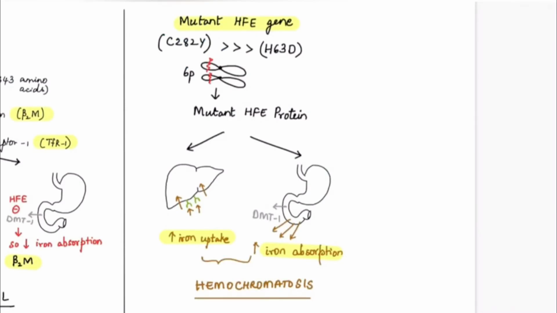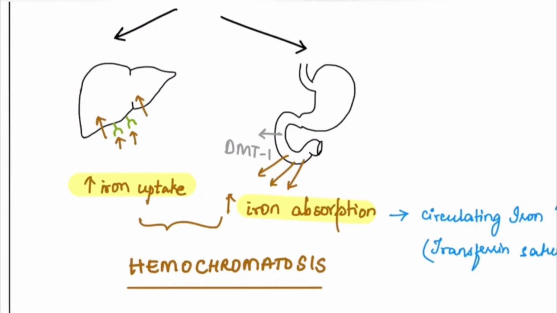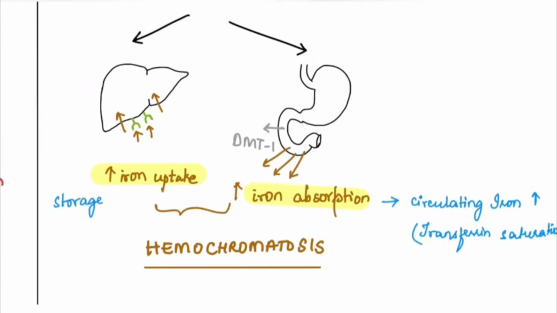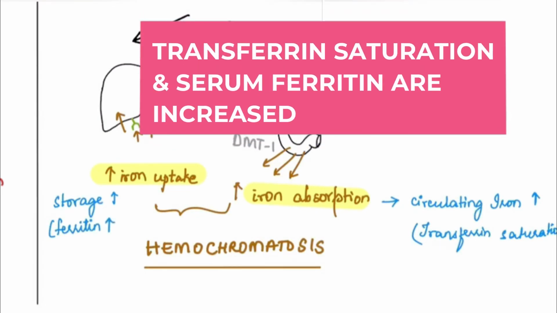Now, coming to the diagnosis. So, in the pathogenesis itself, there is an increased iron absorption from the duodenum. So, the circulating iron is increased, that is, the transferrin saturation is increased, and also because the uptake is increased in liver, the storage form of iron is increased, that is, the serum ferritin is also increased. And so, in hemochromatosis, the transferrin saturation as well as serum ferritin will be increased.